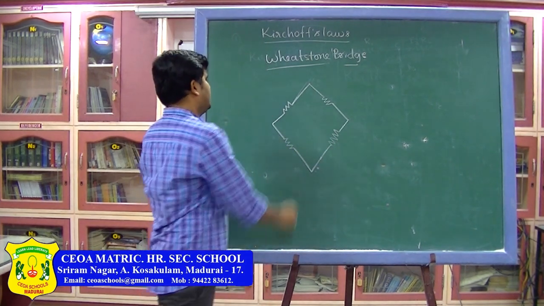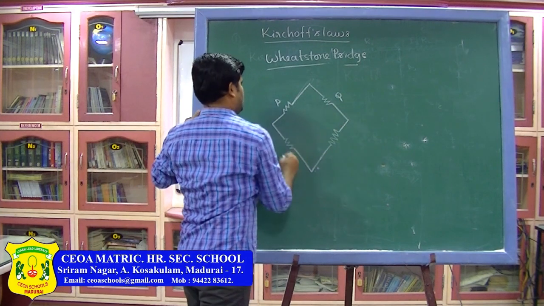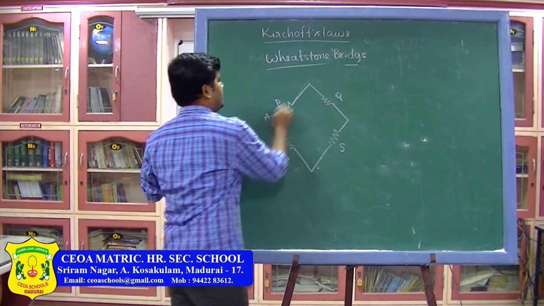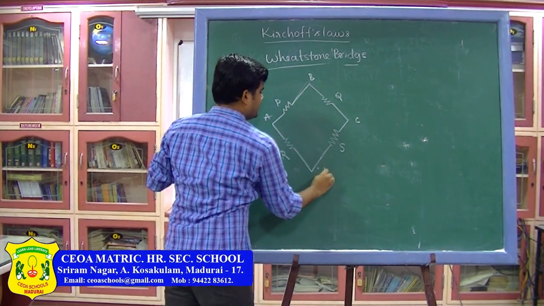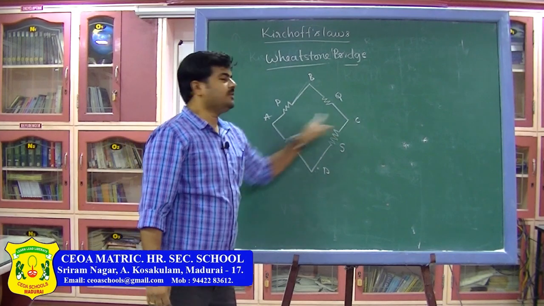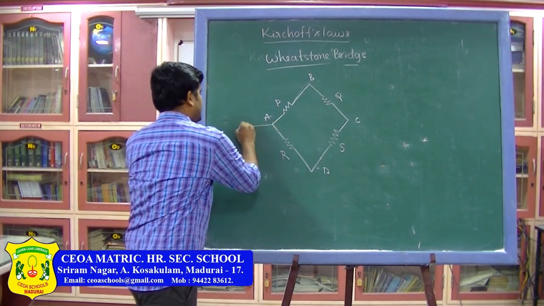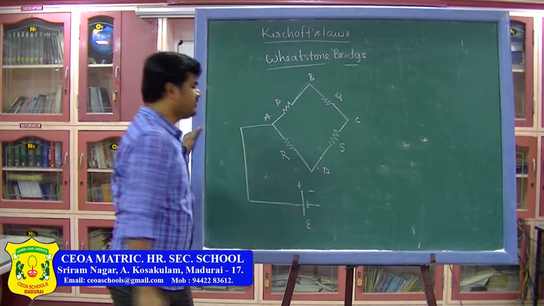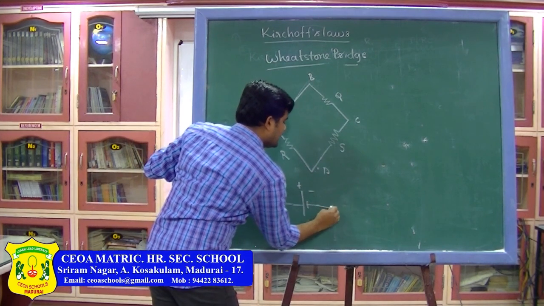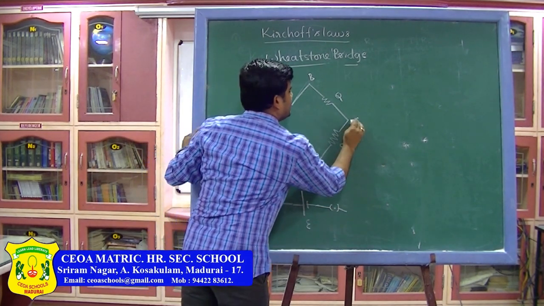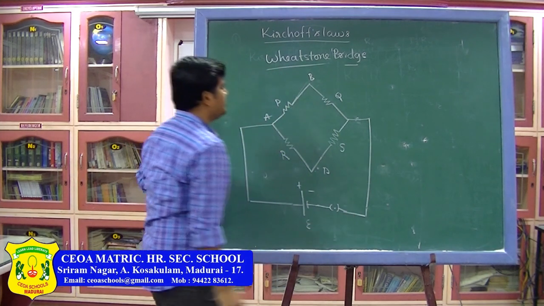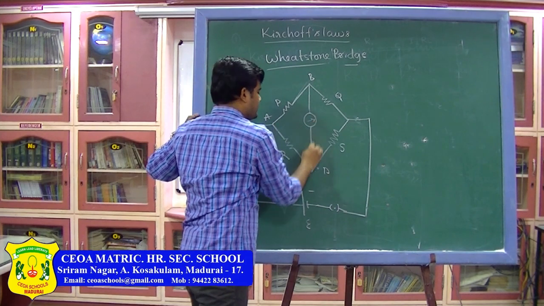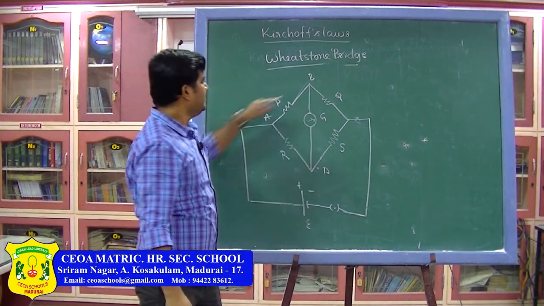So, the 4 resistors, say P, Q, R, S are the 4 resistors. Now, these terminals are A, B, C and D. Across the terminals A and C, a battery of EMF E is connected, and then a plug key. Across B and D, a galvanometer of resistance capital G is connected between the terminals B and D.